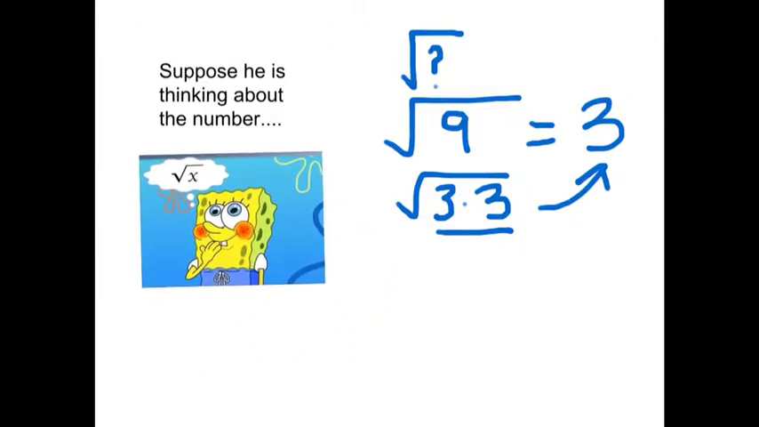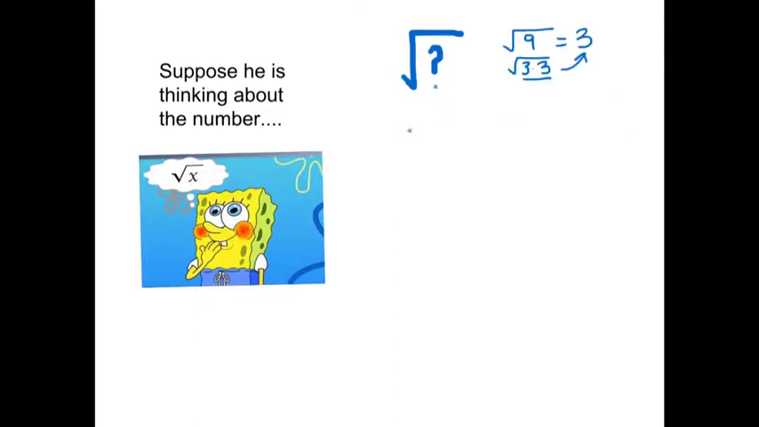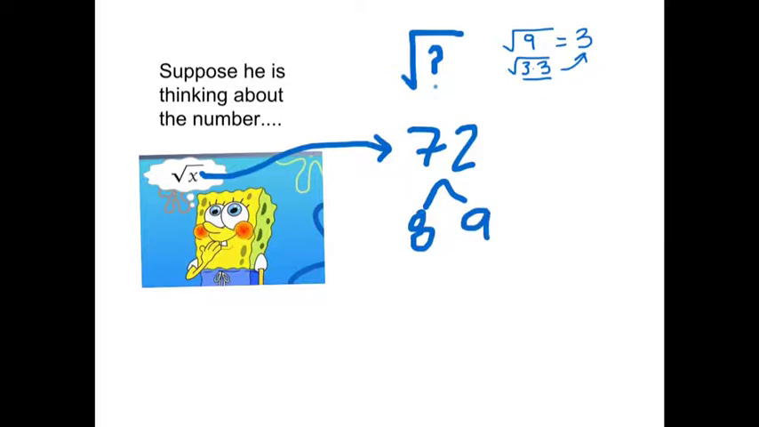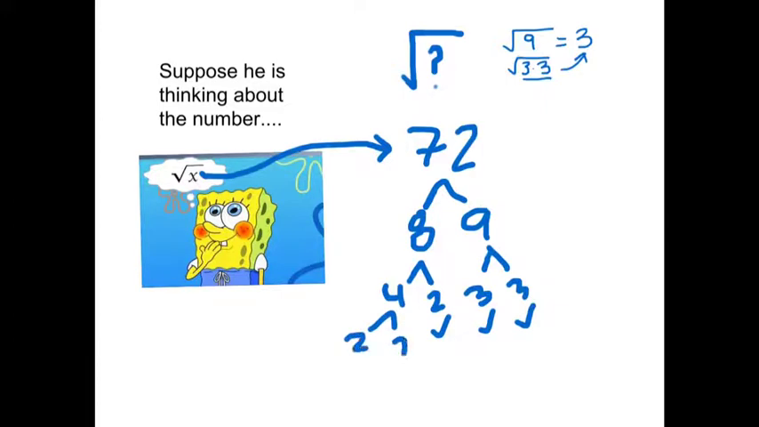So now, suppose he's thinking about a different number. Let's look at 72 now. SpongeBob's thinking about the square root of 72. We're going to take the number 72 and break it into its prime factors. Could break it into 36 and 2, but the first thing that comes to my mind is 8 and 9. I know that 8 can be broken up further, so can 9. I've got a few prime numbers. I need 2 more. There they are. So that means that 72 is the product of 2 times 2 times 2 times 3 times 3.